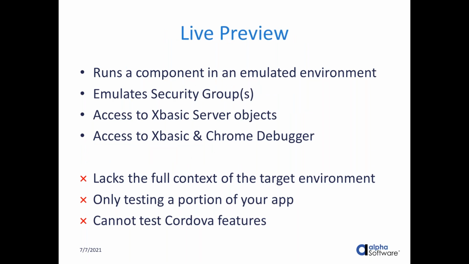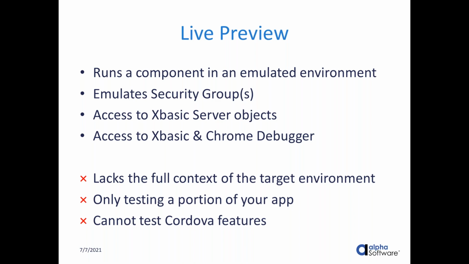By comparison, Live Preview is also an emulated environment, both the browser and the web. It emulates security groups. Live Preview uses the built-in development server that comes in the Alpha Anywhere development environment to run your app, whereas Working Preview just simulates it, but it doesn't exist. So that gives you access to emulating your active security groups. It gives you access to the XBasic server objects. And you also have access to XBasic and Chrome debuggers because both Live and Working Preview use an embedded version of Chrome when they render your app.